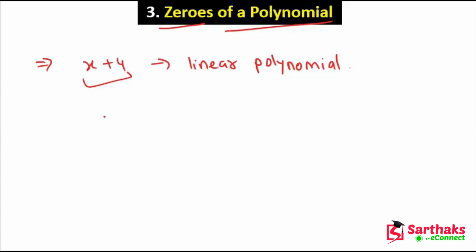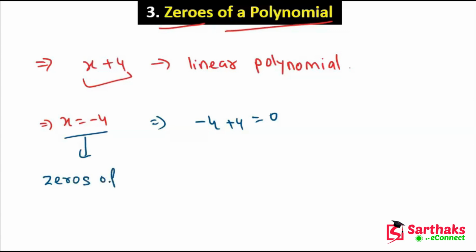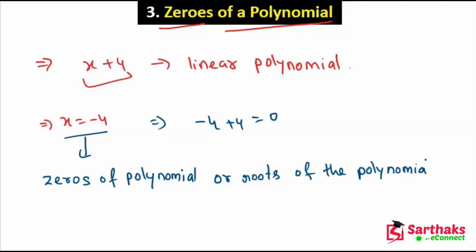Let's suppose we put x equals -4. This polynomial will become -4 plus 4, which is equal to 0. So we can say that this is a zero of the polynomial, or we can say that this is a root of the polynomial. I hope you understand these things.